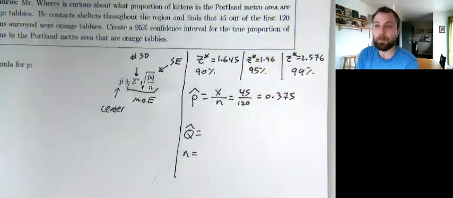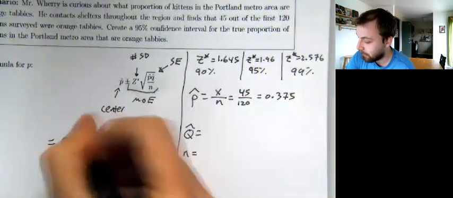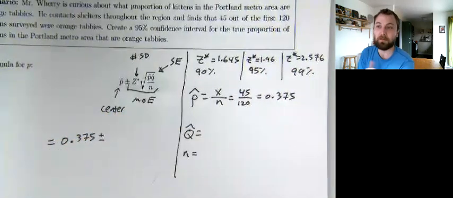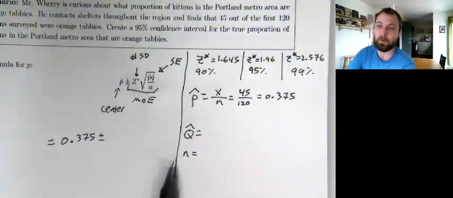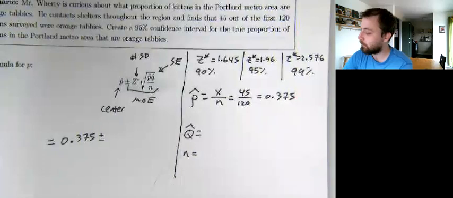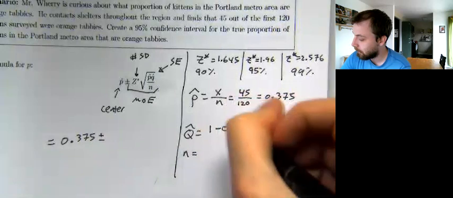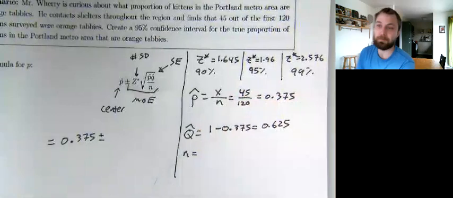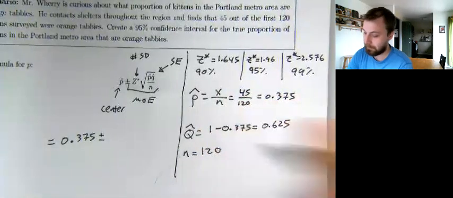So if I was asked what percentage of all cats are orange tabbies, I currently have an estimate. I think it's about 37.5% or so, give or take something. This entire margin of error is how much wiggle room I have in this estimate. So if I have a 37.5% success rate, my failure rate is 1 minus that, which is 62.5%. P hat and q hat are complements, they're opposites of each other. And I had 120 samples.